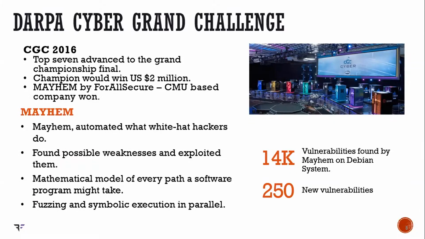And they won this championship, and they managed to find 14,000 vulnerabilities on the Debian system as well. And 250 of these vulnerabilities were new. So imagine a human attacker trying to do all this. It's kind of difficult, and this shows a successful motivation to use machine learning and AI in the field of cybersecurity.